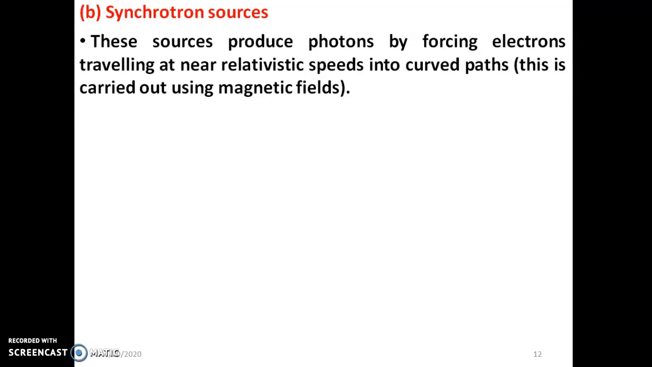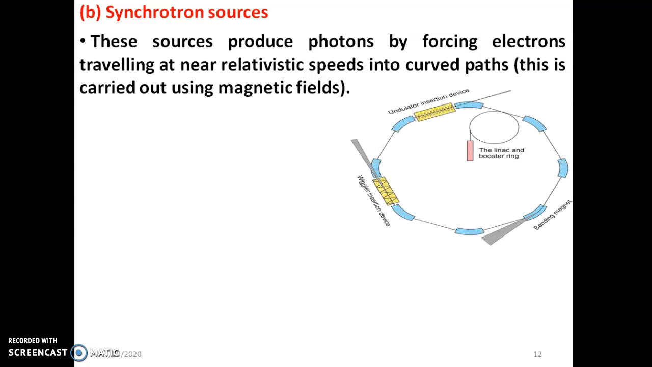That decelerated loss of energy is converted into X-ray. This deceleration occurs by using a magnetic field. A strong magnet is used to divert the electron from its path by using the magnetic field deflection concept, and due to that deflection, whatever energy is lost comes out as X-ray.